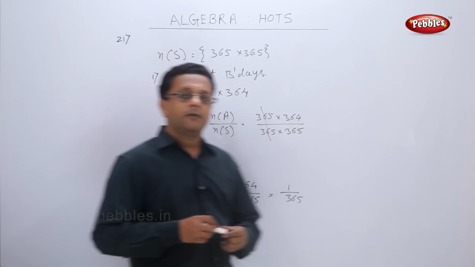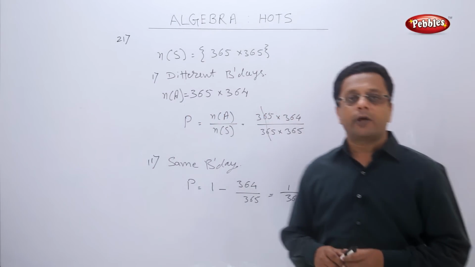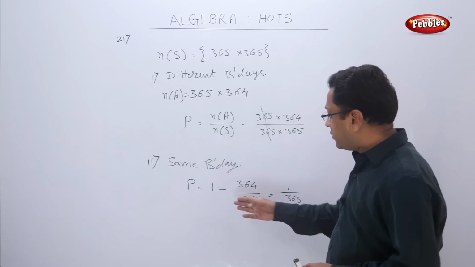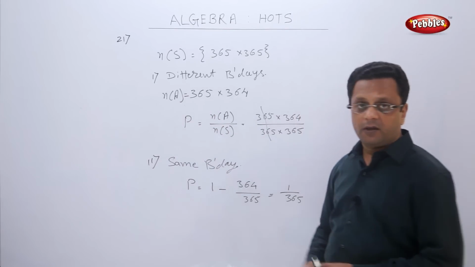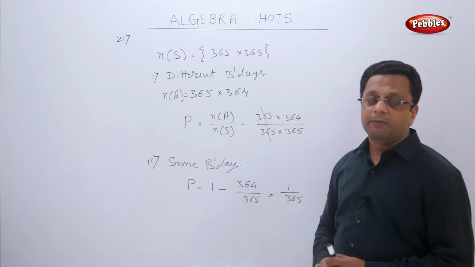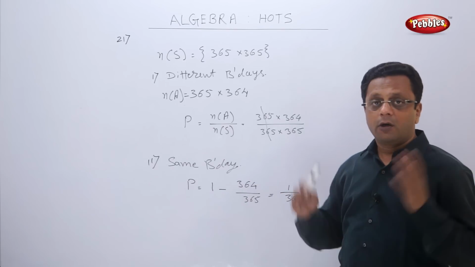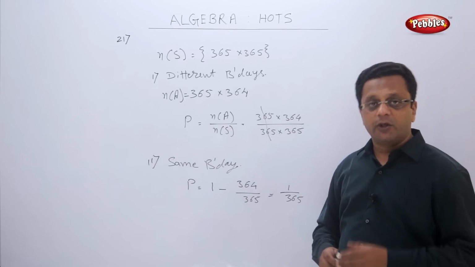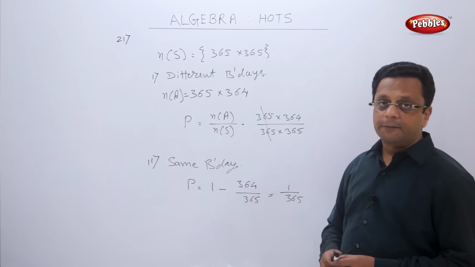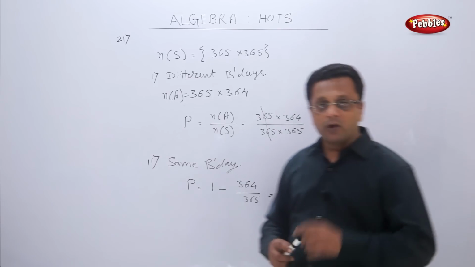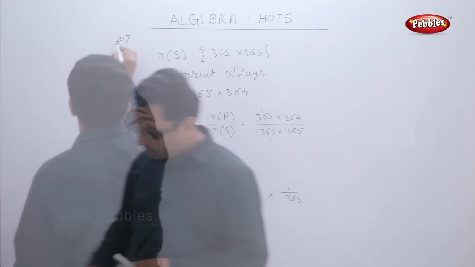Simple example, a little bit tricky. Don't try to calculate the second event the same way as the first event. You have to just subtract it from 1, because the total probability will always be equal to 1 and each probability will be less than or equal to 1. So let us move ahead to the next problem.